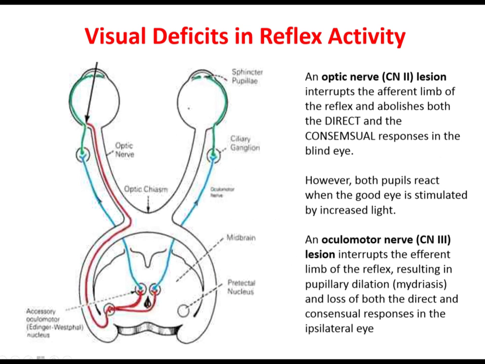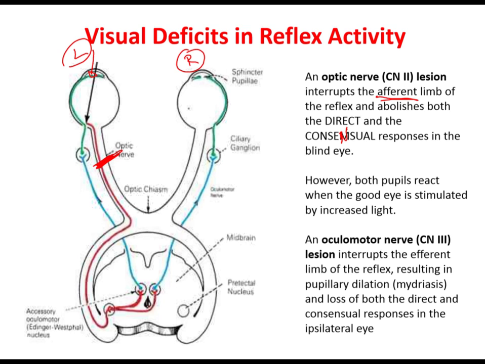So, visual deficits in the reflex activity. You can redraw these pathways if you'd like. If we had a lesion of the optic nerve, cranial nerve 2, it would interrupt the afferent limb of the reflex and abolish both the direct and the consensual responses in the blind eye. So if you had a lesion here and shone light in the left eye in this example, neither the left nor the right eye would respond. You'd have no direct and no consensual light response.